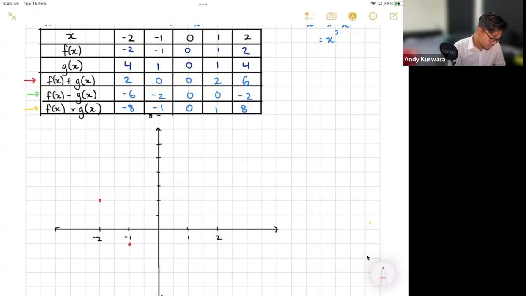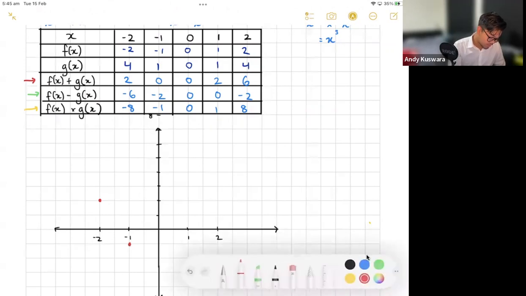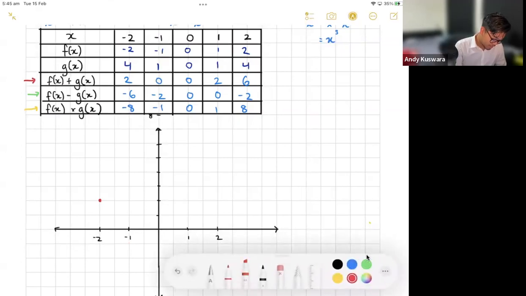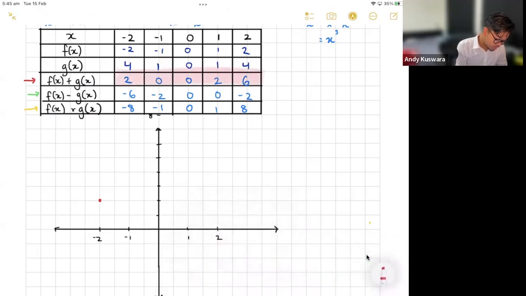Wait, hold on, I'm getting confused here. Okay, the reason I'm getting confused is because there's too many lines of working here. Let me take a look at this. Okay, we're looking at this row here. Okay, that was a little bit extra, but hopefully we can see that.